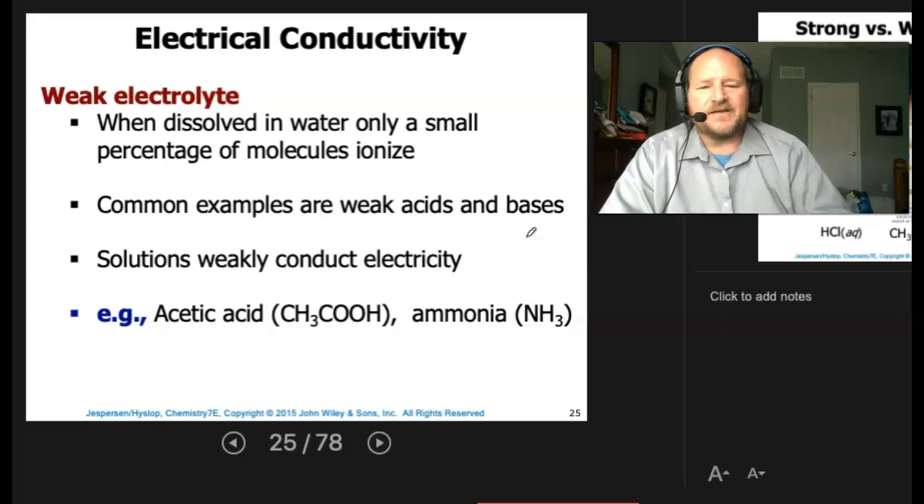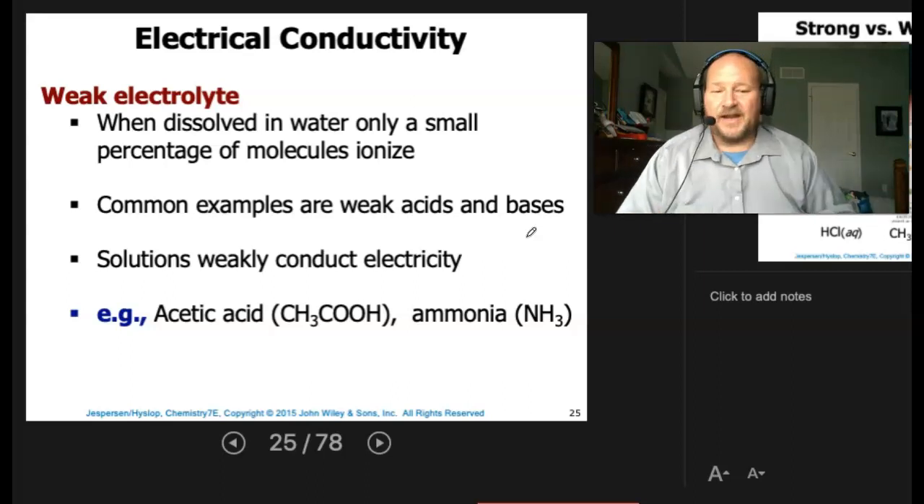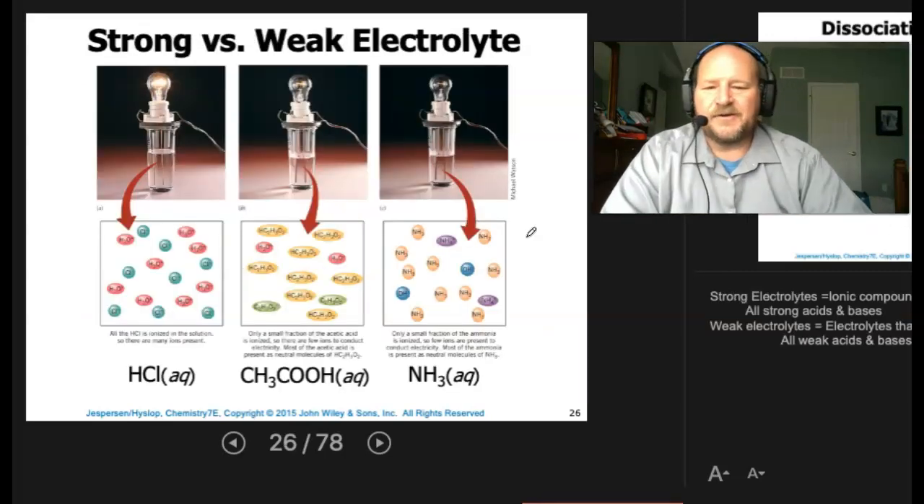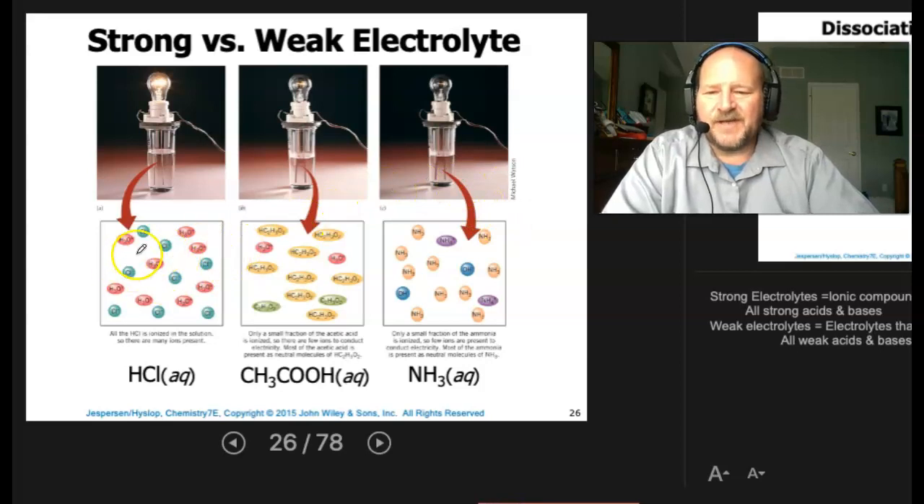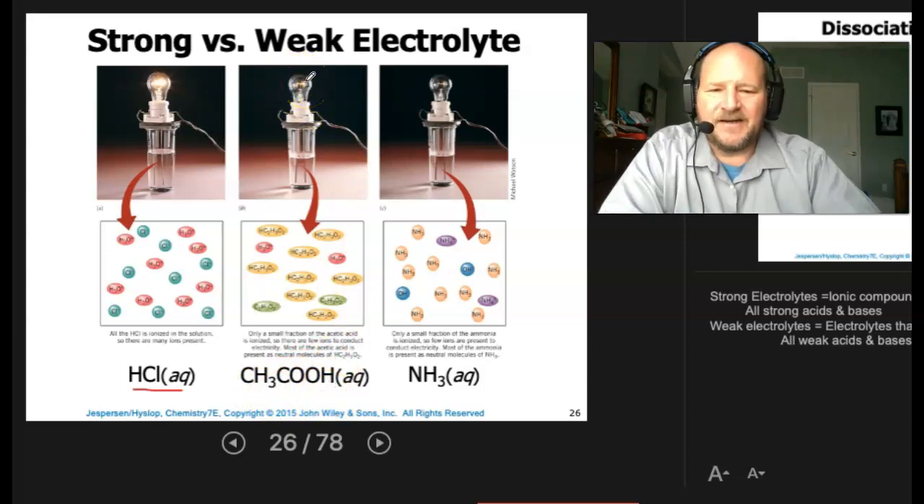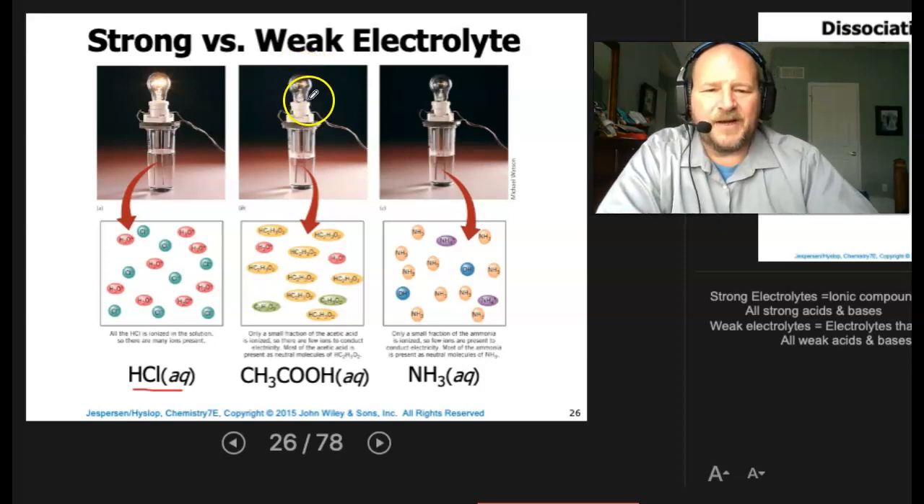And so remember I talked about the conductivity tube with the light bulb. We saw no light, we saw bright light, and now we're going to see dim light. Okay, and so here, if we take HCl, we put that in solution. This is a strong acid, bright light. Over here we have ammonia. It's molecular, doesn't break apart, no light. And then finally, we take acetic acid, weak electrolyte, we get some light. Okay, some, not a lot. So we get some light, small amount.